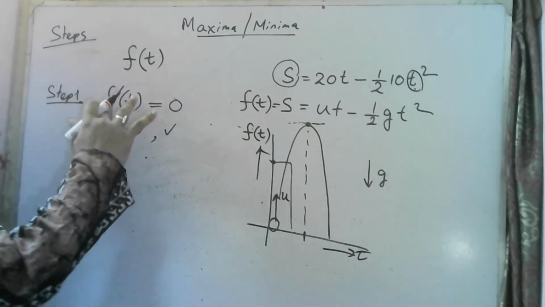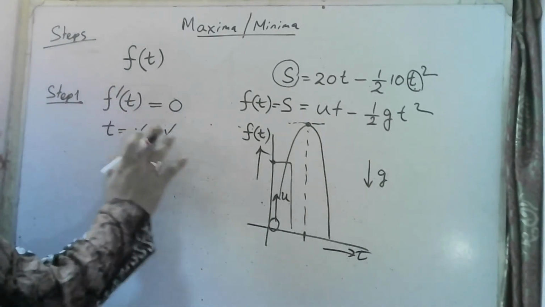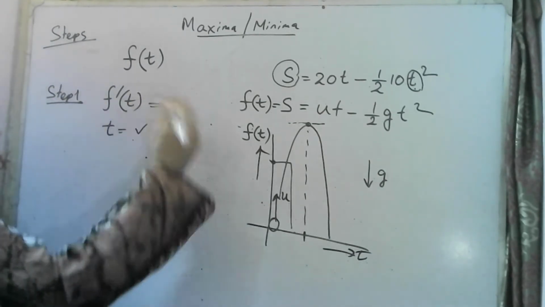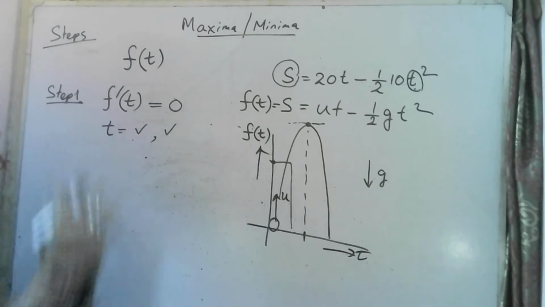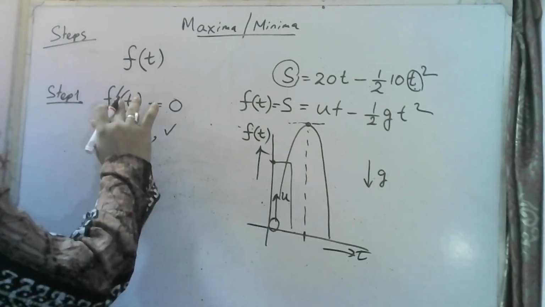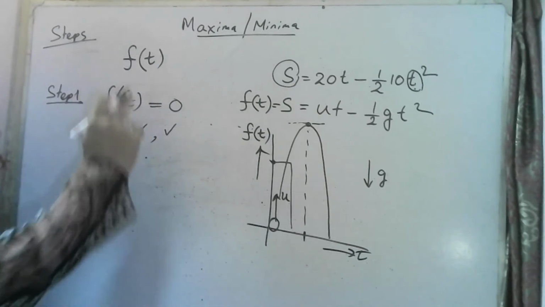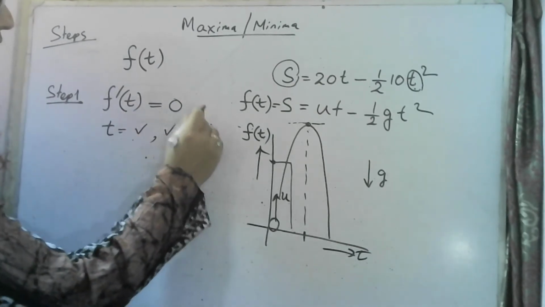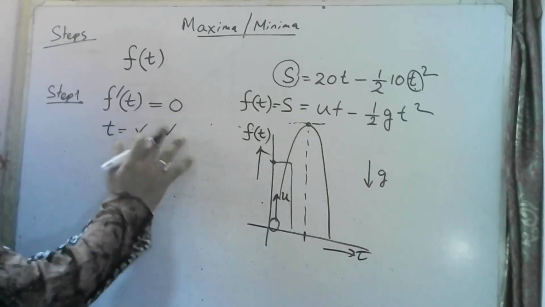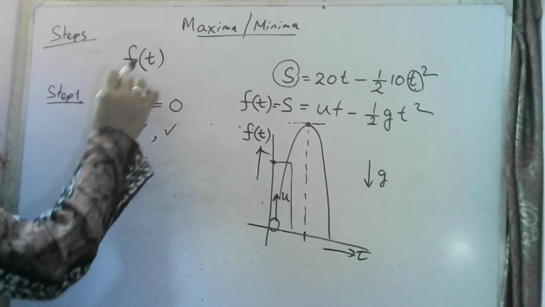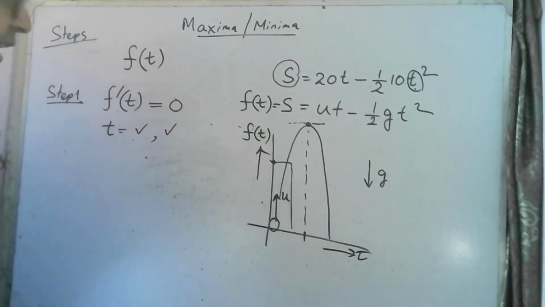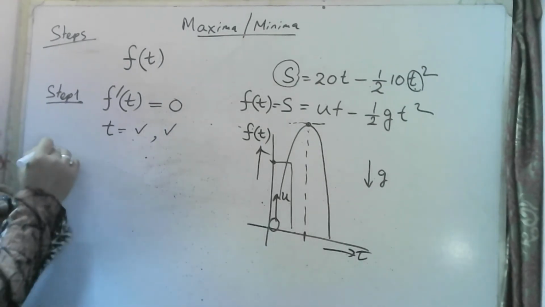If the equation is first order, then you will get one solution. If it is second order, that means t square or something like that, then you will get two solutions. If it is of order 3, then you will get 3 values. So depending upon the nature, you will get the values of t when you equate the differentiation of this function with 0. Now step 2.